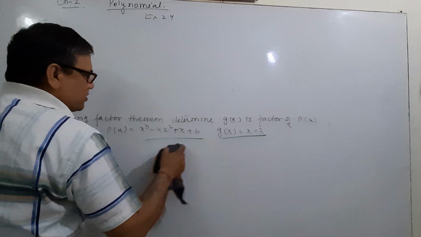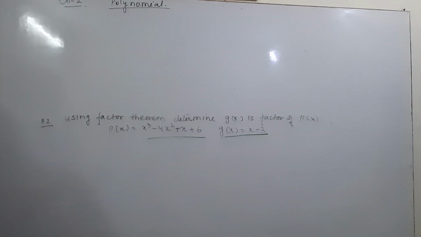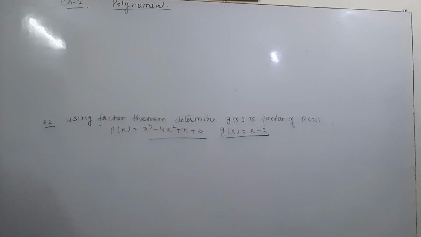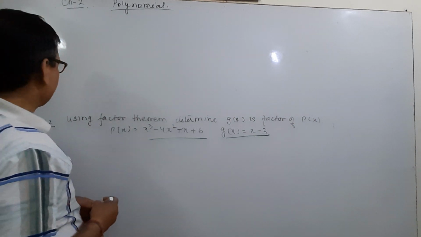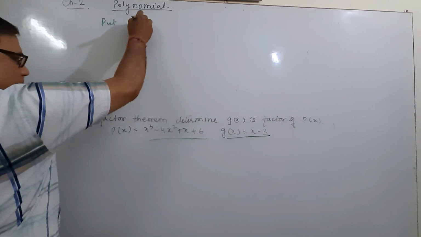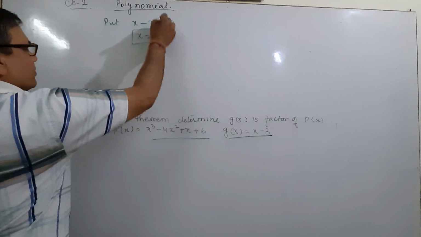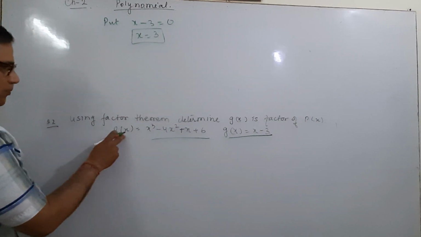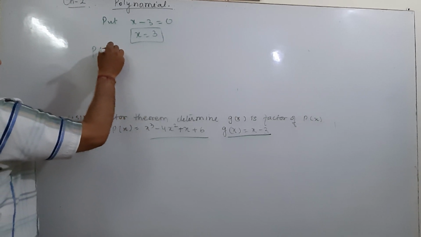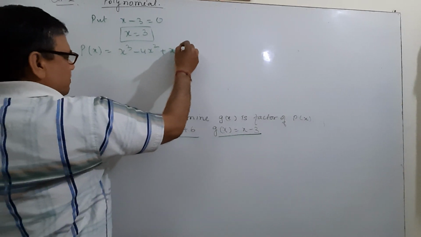We have to check whether g(x) is a factor of p(x). It means what do we do now? Tell me. It means put x minus 3 is equal to 0, x equal to 3. And now the value of x, which is equal to 3, we have to put in p(x). Then p(x) equals x cube minus 4x square plus x plus 6.